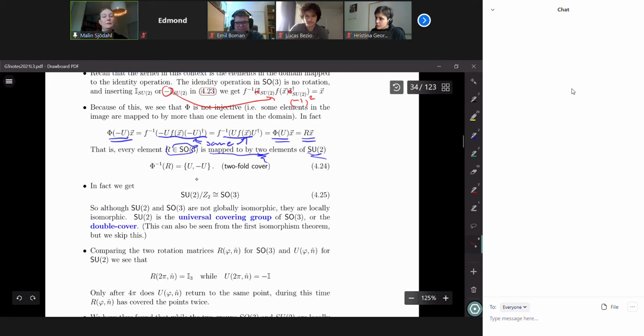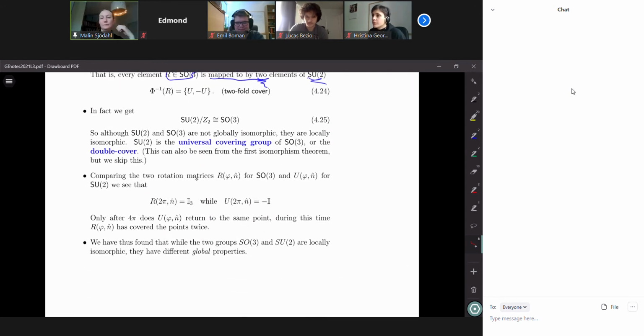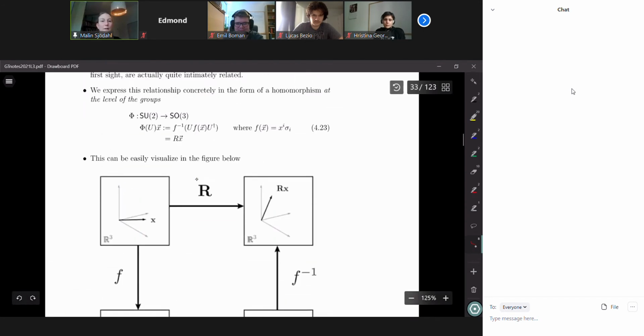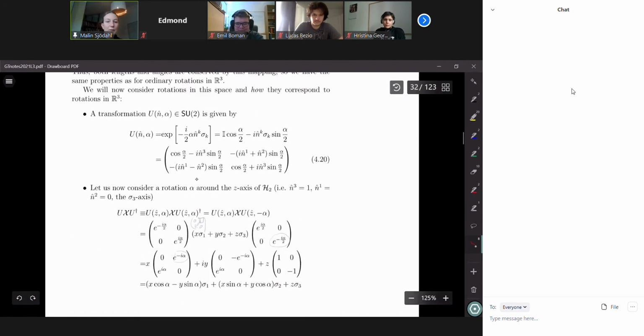Okay, then we move on. So now if we compare the rotations in SO3 and SU2, we see that if we rotate by 2 pi in SO3, then we are back at identity. But if we rotate with 2 pi in SU2, we have -1. And this is because of this factor of 1/2 that we have sitting everywhere in the representation. So it's because of this 1/2 sitting here.